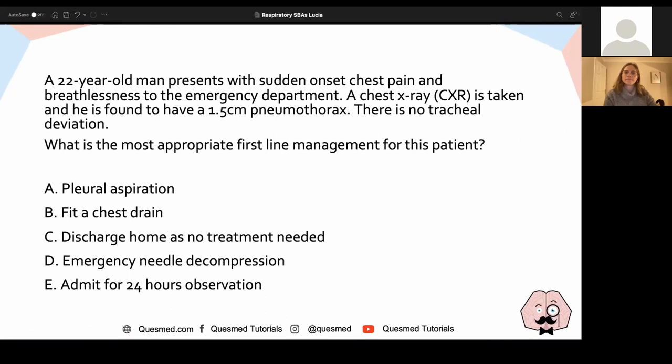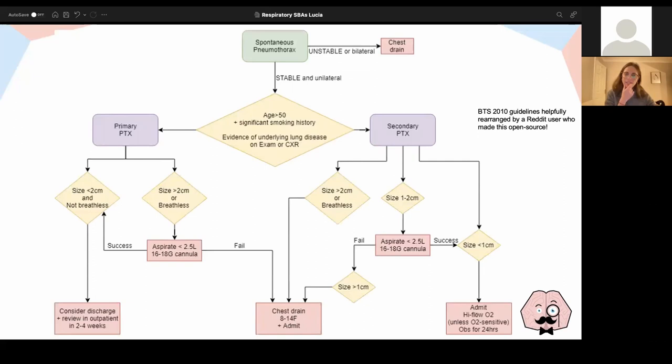Room is divided here too. All right, so this is a bit of a tricky one. It really requires you to know what you do with a 1.5 centimeter, what looks like a spontaneous primary pneumothorax. But it is worth bearing in mind, this kind of stuff does come up in exams, especially when it comes to the size of the pneumothorax and what to do.